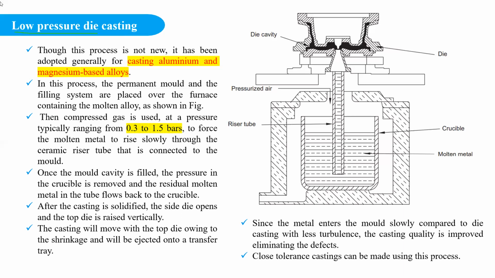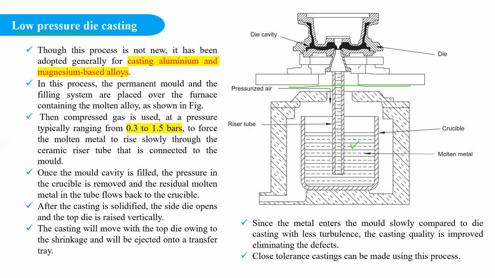So here you can see the schematic representation of a low pressure die casting process. This is the die setup, and below the die setup we have a furnace, and inside the furnace we have a crucible. The crucible is containing the molten metal. So it's just like a hot chamber die casting process. Here the mold, the die, as well as the furnace is an integral part.